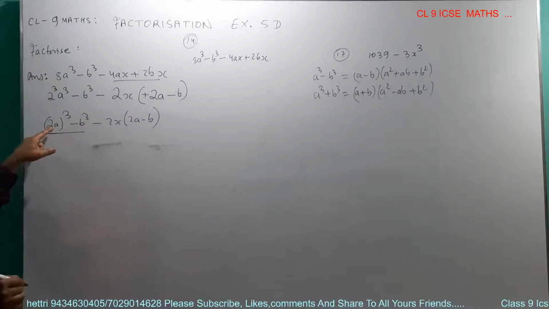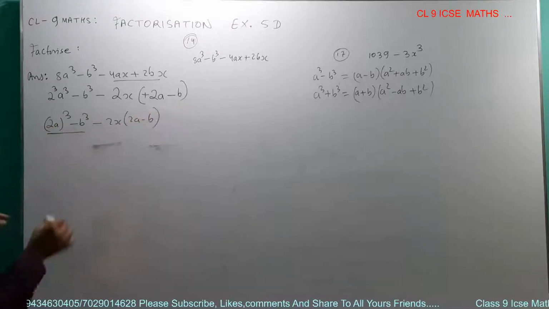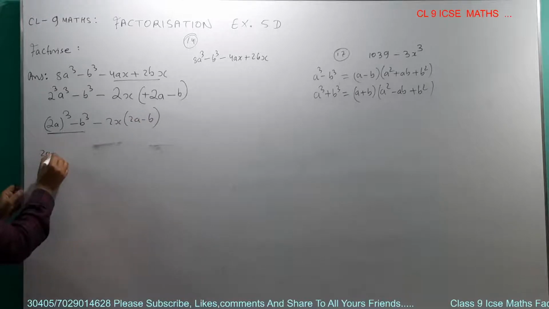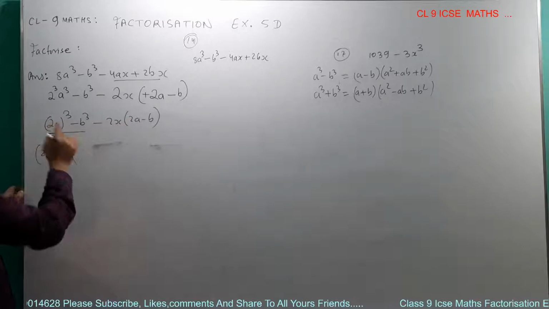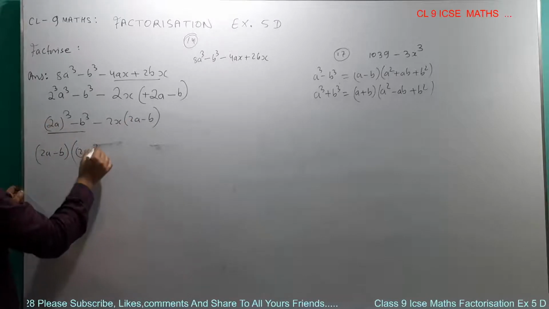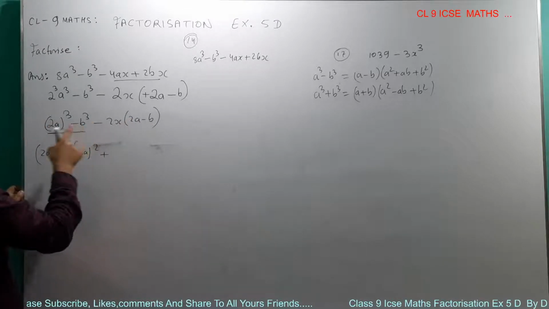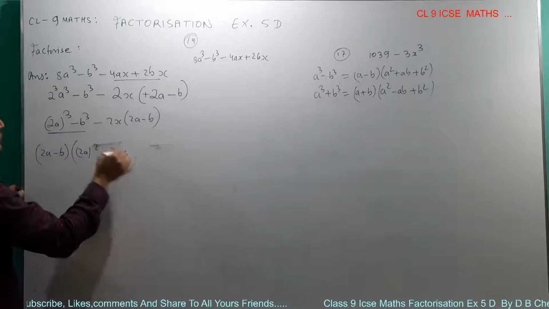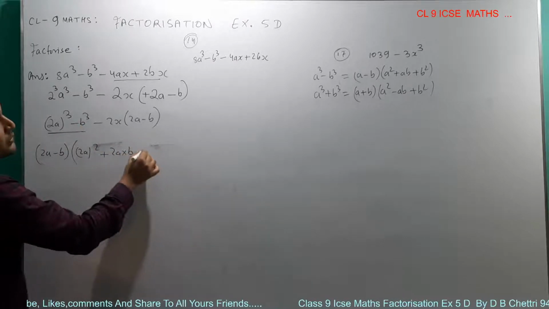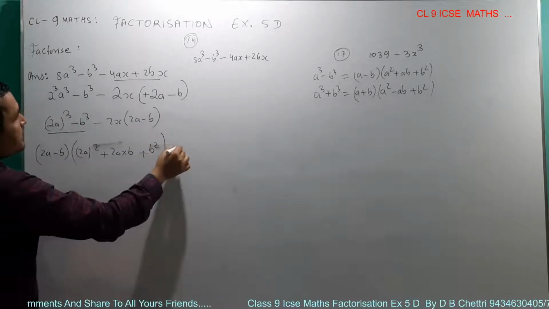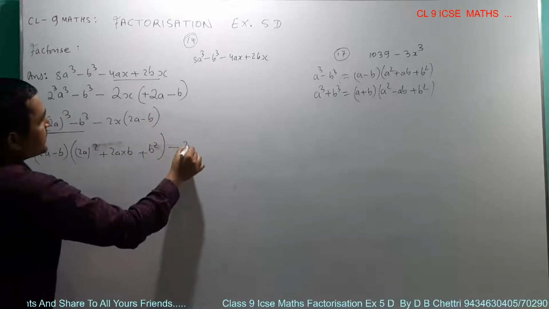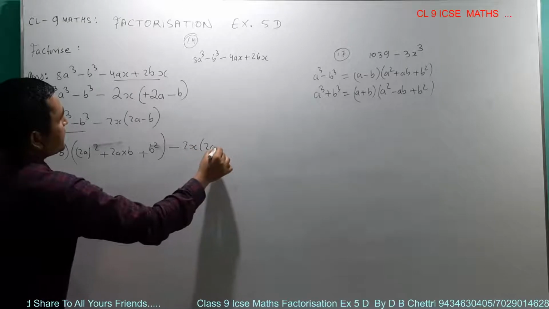First, a³ minus b³ equals a minus b, that means 2a minus b. Then a square means (2a)², then plus ab means 2a into b, then plus b square means b². And minus this term which is there, 2x(2a minus b).